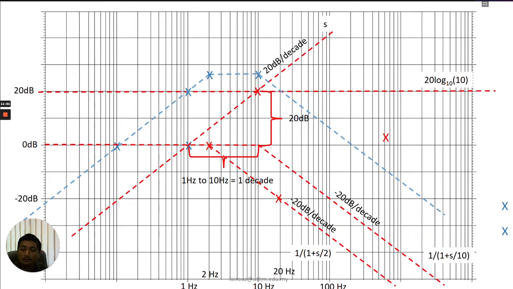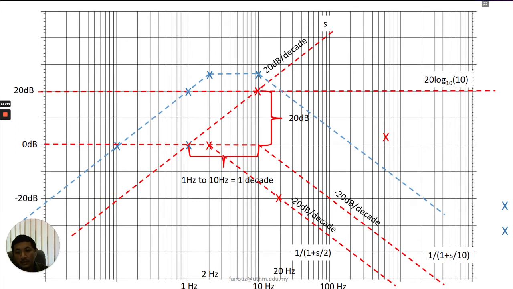So we plot all these 4 factors, and then finally you have to add them all together to get the final frequency response or Bode plot of the circuit. Okay, so how to combine that all together? Basically you have to look from the left side of the graph. Starting from left, you have a straight line here at 20 dB, a straight line here at 0 dB, and you have a straight line here at a certain slope, 20 dB per decade.